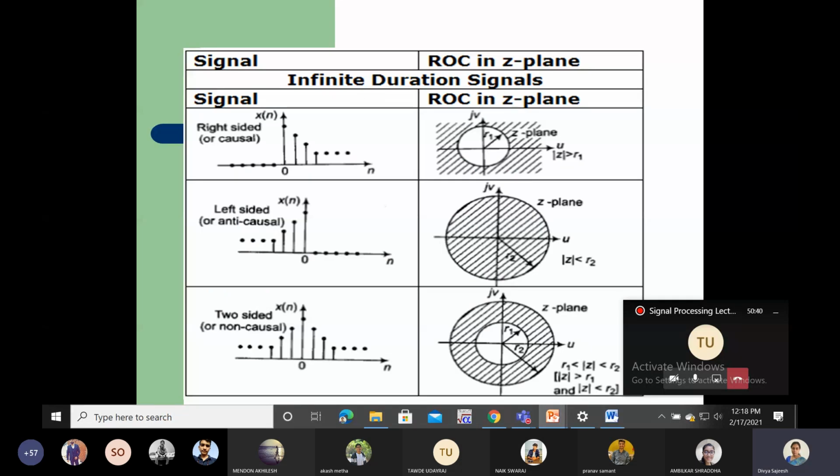Okay, so this is the summarization of those three signals, and that is the infinite duration signal. Left side first, right sided where it is greater than R1, second case less than R2, third case both sided signals. If it is both sided, it exists in the region between R1 and R2.